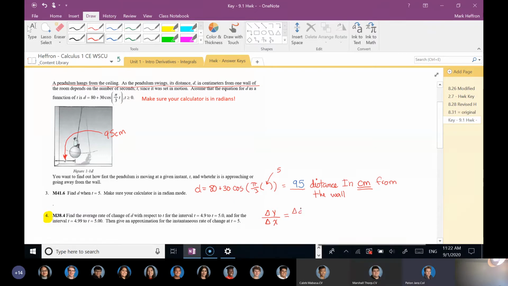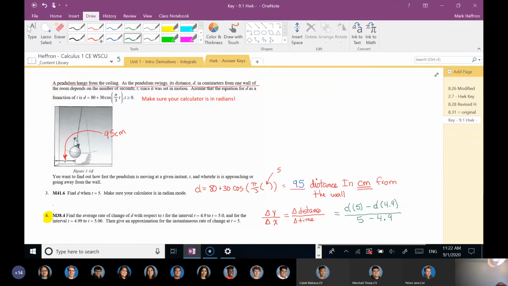The intervals? Well, our intervals will be time, from t equals 4.9 to 5.0. So we're really looking at our change in distance over our change in time, or D at 5 minus D at 4.9 all over 5 minus 4.9.